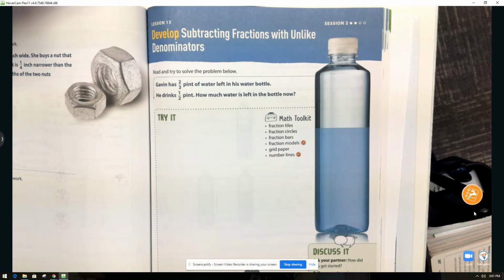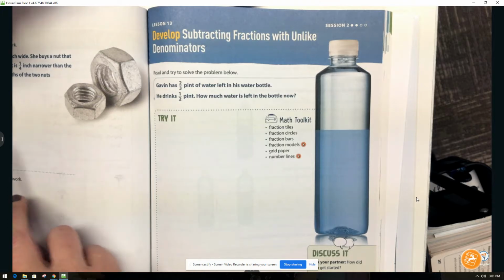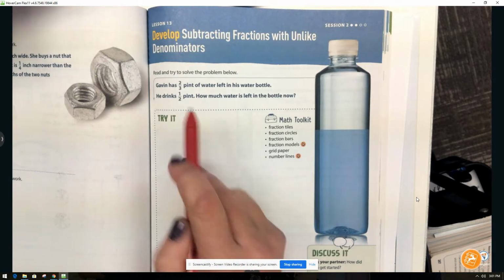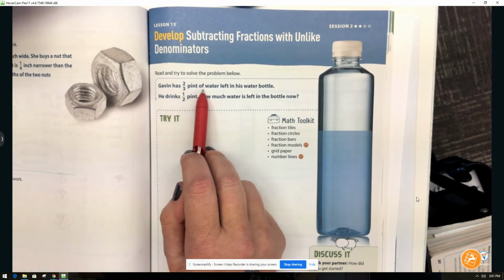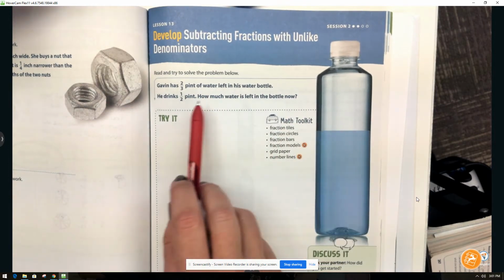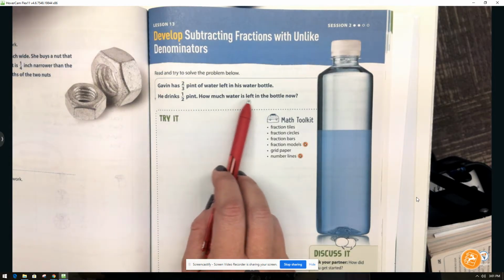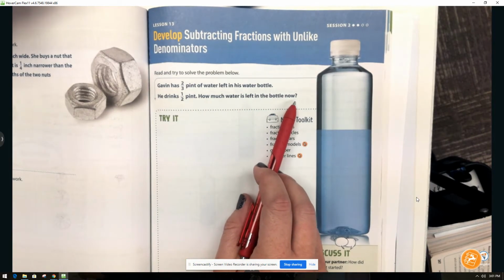All right, if we are on page 253, we are going to go ahead and just read this problem. So the problem says, Gavin has 2/3 of a pint of water left in his water bottle. Okay, so here's his 2/3. He drinks a half of a pint. How much water is left in the water bottle now?